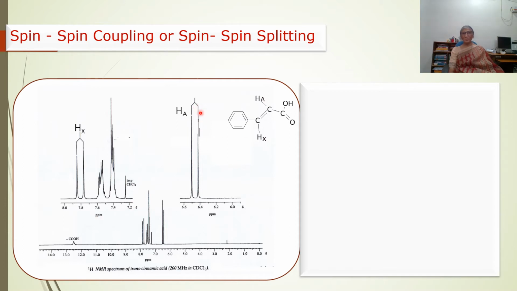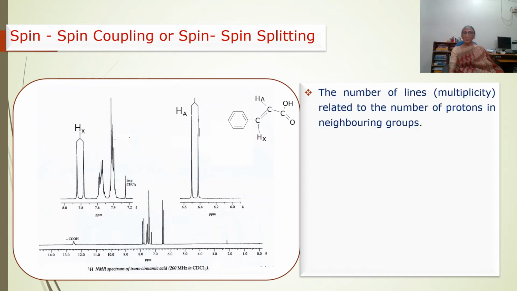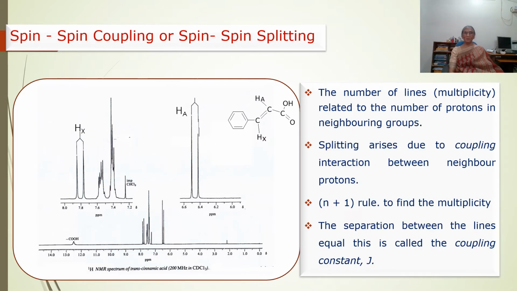Now observe the signal from Ha. It is not a single line, but there are 2 peaks. That is, the signal splits up into 2 peaks. Similarly, the signal of Hx proton also splits up into 2 peaks. So this phenomenon occurs because of the spin-spin coupling, and this leads to splitting of the signal. That's why the name is spin-spin splitting, and it is also known as spin-spin coupling.